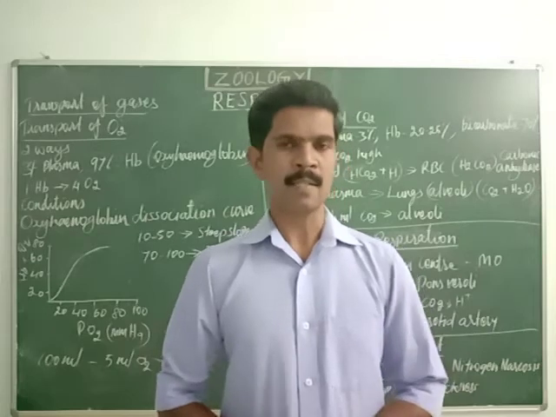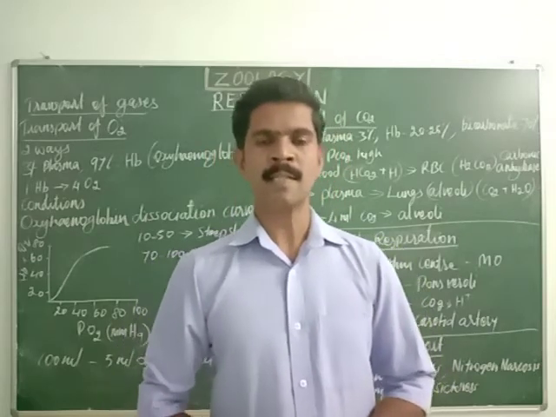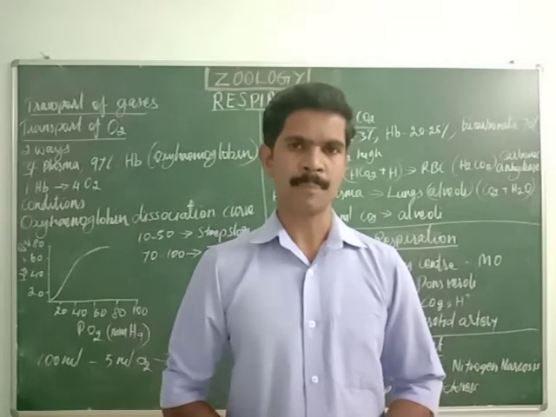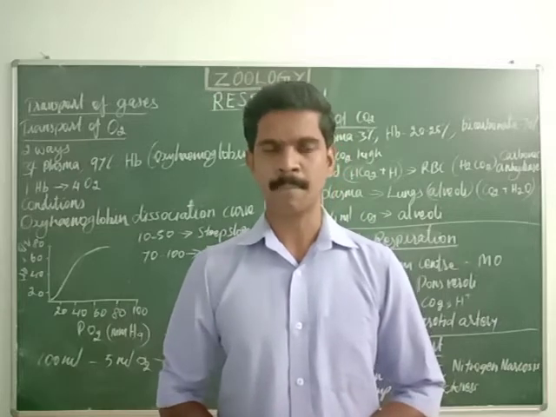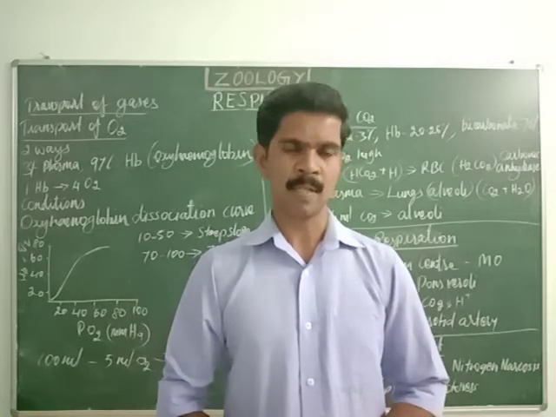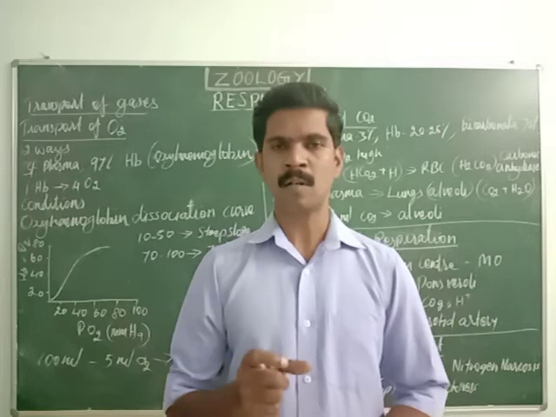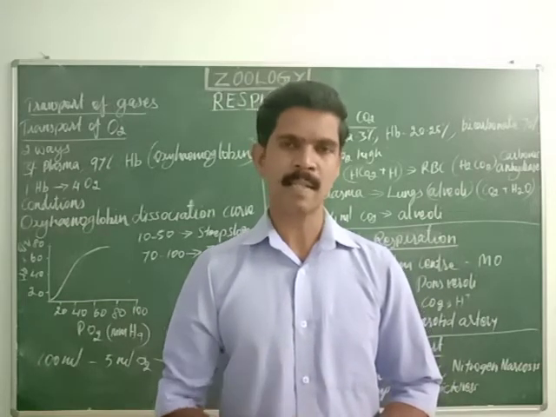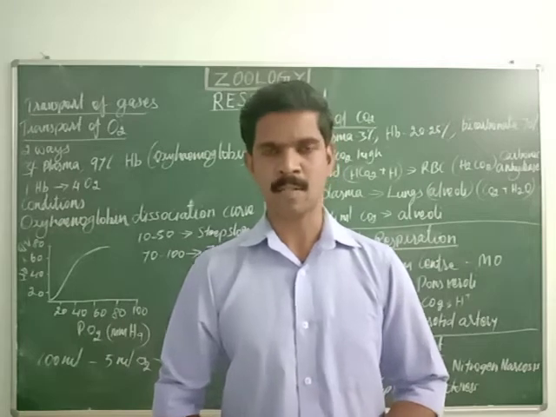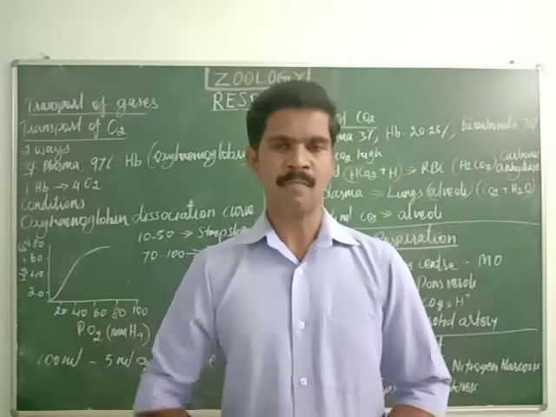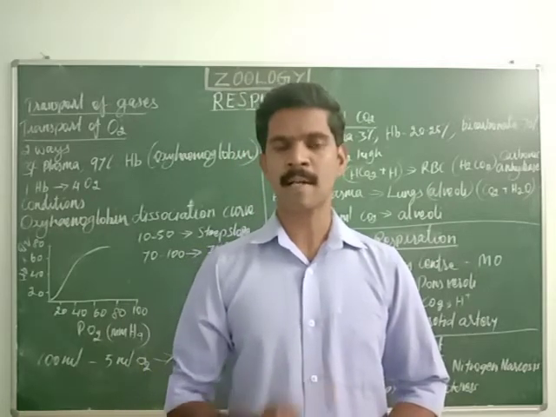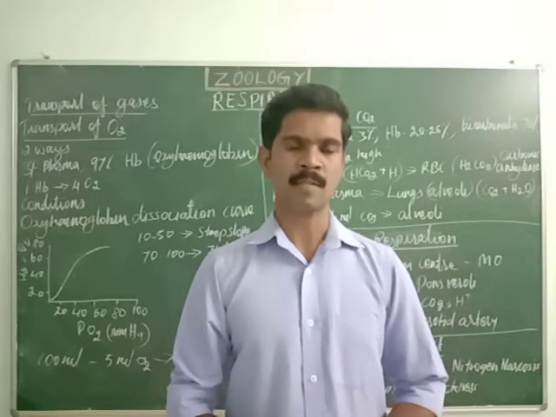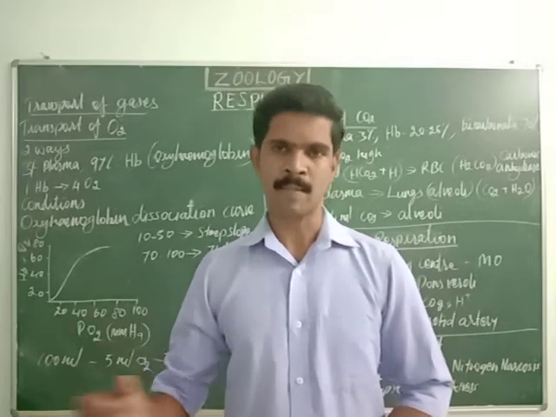Listen very carefully. 3% of the oxygen molecules are carried or transported through the plasma. So 3% of the oxygen molecules present in the alveoli are dissolved in the plasma of the blood. Finally, the plasma transports these 3% of oxygen from the alveoli to the tissues.